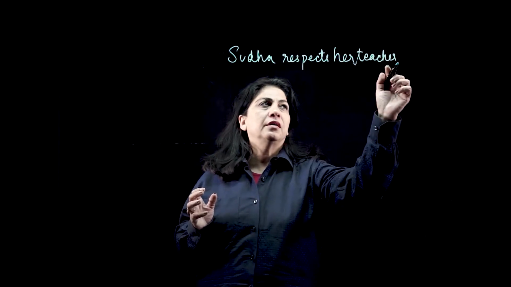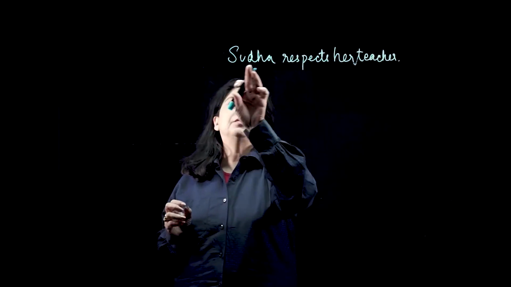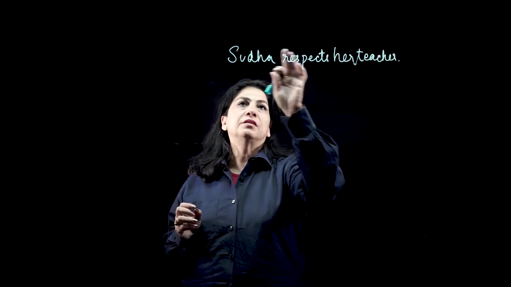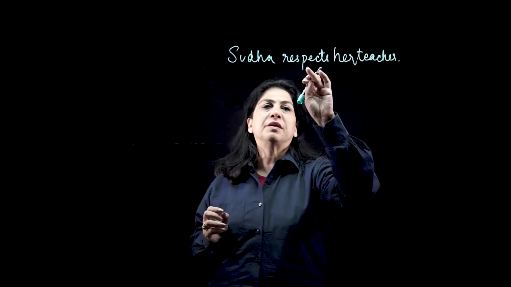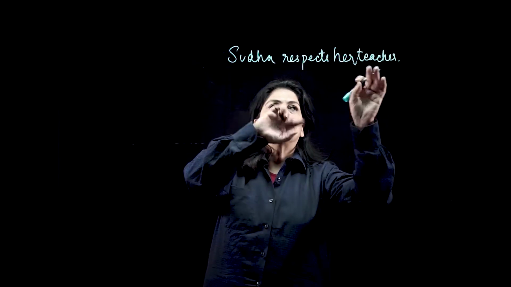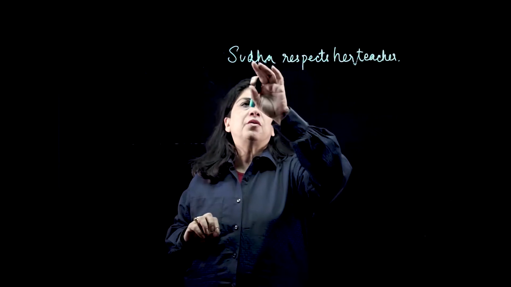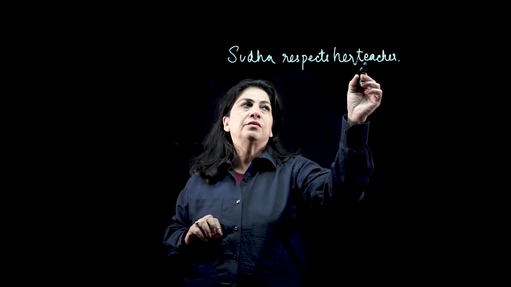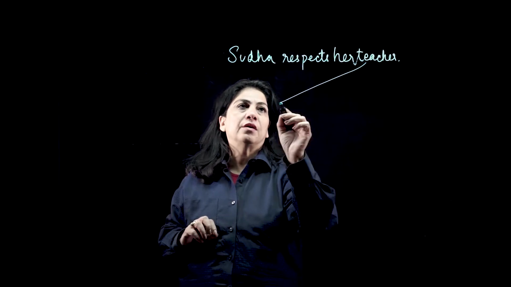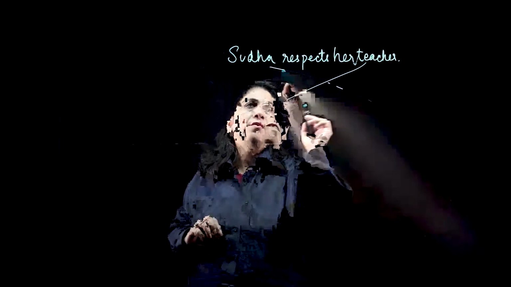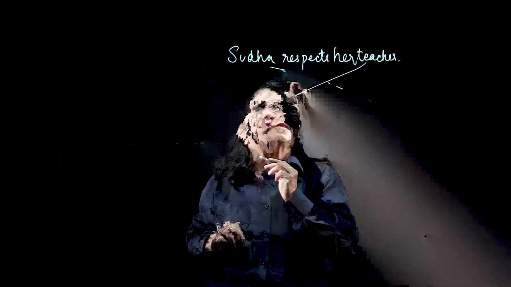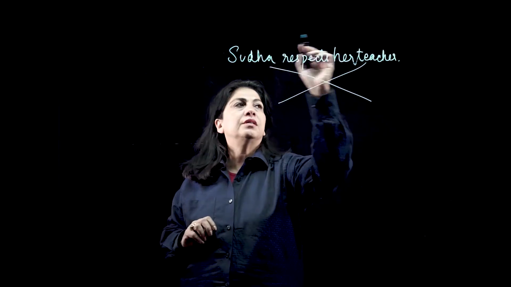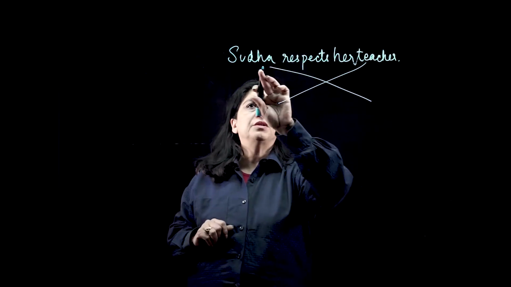Now we said the subject of the verb. Now what's the subject of the verb? Sudha is the subject and this is her teacher. Sudha respects her teacher. So this is performing an action. So in active and passive, this is your subject and this is your object, the direct object of the subject.